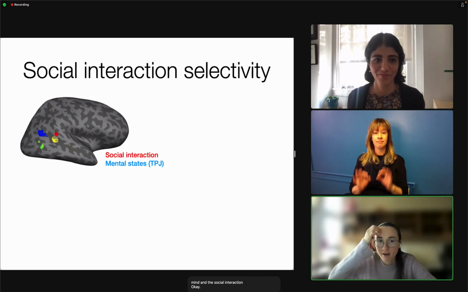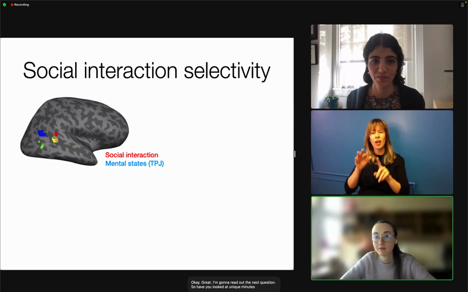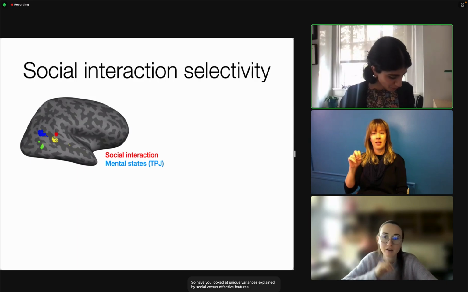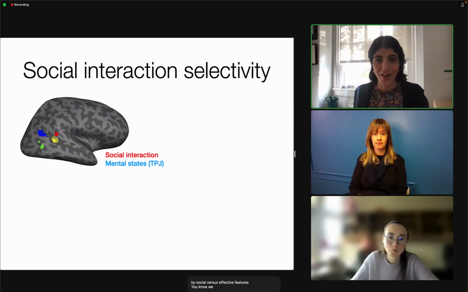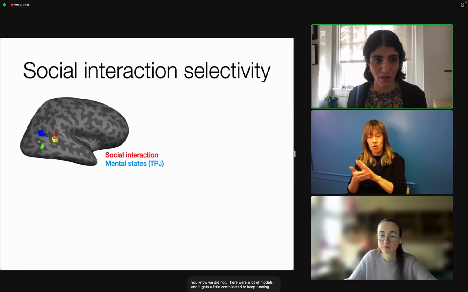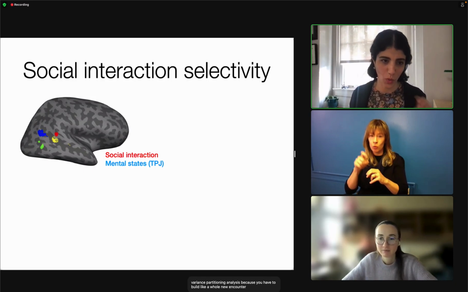Okay, great. I'm going to read out the next question. So have you looked at unique variances explained by social versus affective features? We did not. There were a lot of models, and it gets a little complicated to keep running the variance partitioning analysis, because you have to build a whole new encoding model for each one.